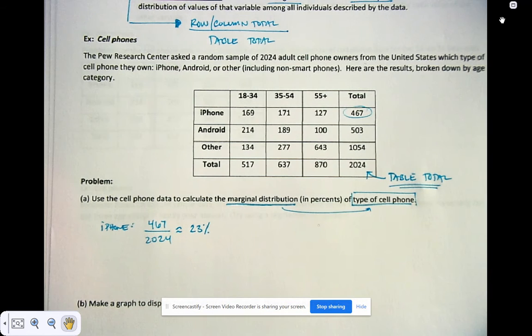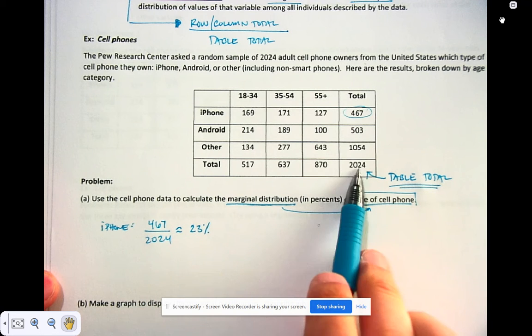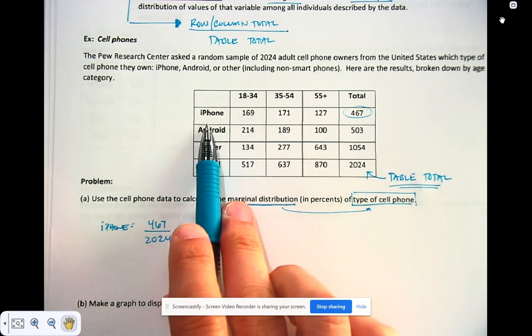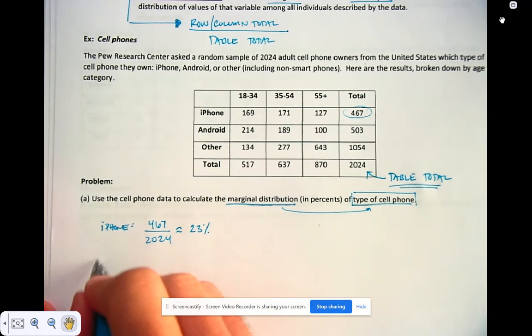Okay. All right, so we now know that out of all of the people surveyed, approximately 23% of them own an iPhone. And that's just a fancy word for a marginal distribution. Okay, so let's do Android.